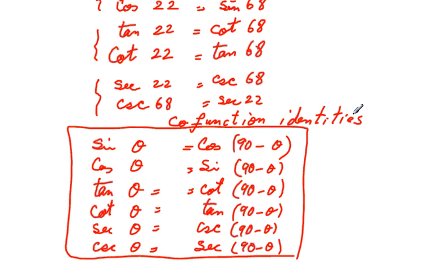So today we learned two types of identities. What were they? Reciprocal identities and cofunction identities. They are inside the umbrella of symmetric identities. We'll talk about them later on.